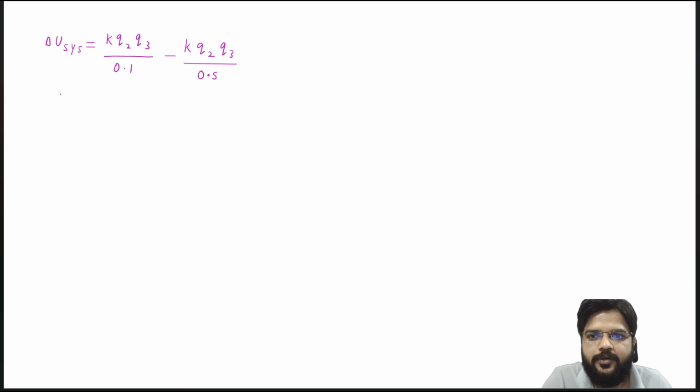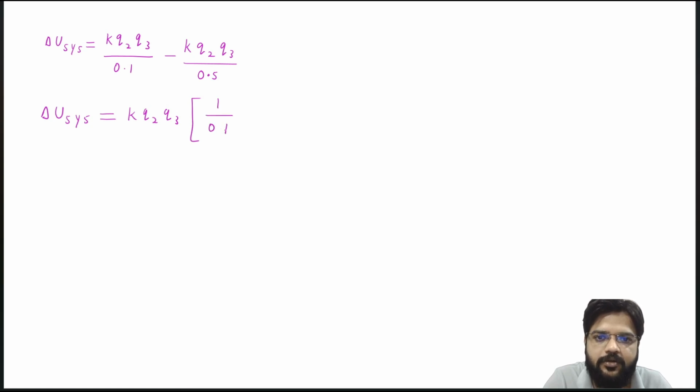Okay, see it, everyone. Next, what I am doing here, take K Q2 Q3 common. Now remaining we have 1 divided by 0.1 minus 1 divided by 0.5. So you can do one thing, multiply with 10 and divide with 10. So what you will get? K Q2 Q3, if you multiply with 10 and divide with 10, then you will get 10 divided by 1, and here you will get 10 divided by 5. So it is 2. So we are getting finally 8K Q2 Q3.